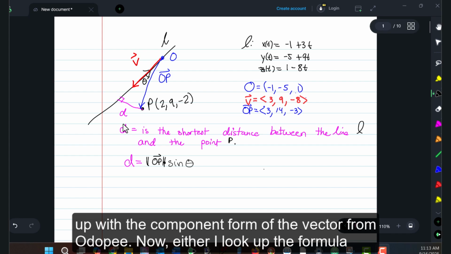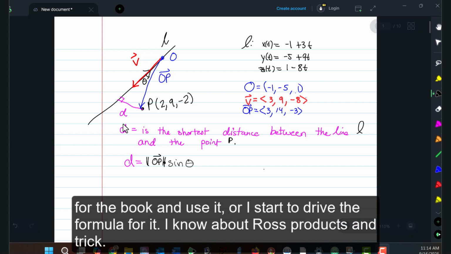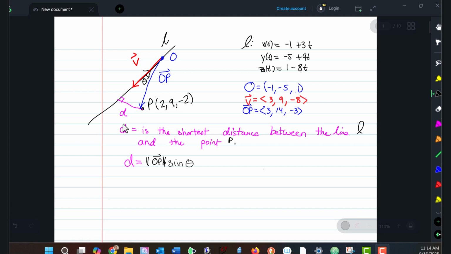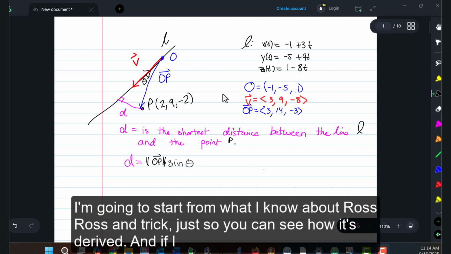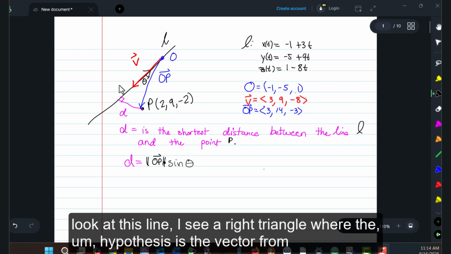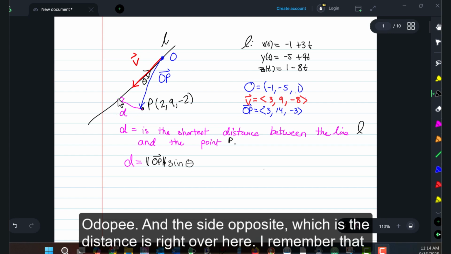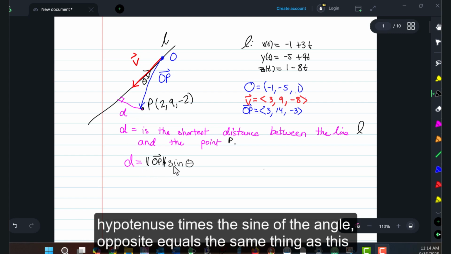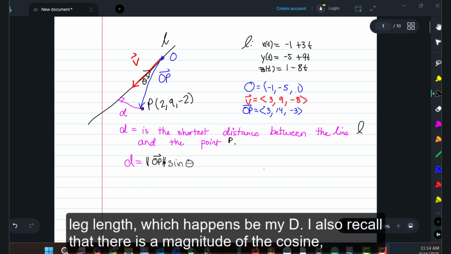Now, either I look up the formula from the book and use it, or I start to derive the formula from what I know about cross products and trig. I'm going to start from what I know about cross products and trig, just so you can see how it's derived. If I look at this line, I see a right triangle where the hypotenuse is the vector from O to P, and the side opposite, which is the distance, is right over here. I remember that hypotenuse times the sine of the angle opposite equals this leg length, which happens to be my D.